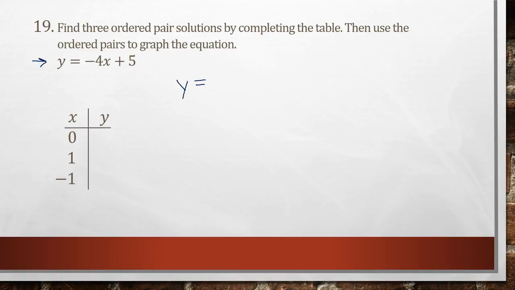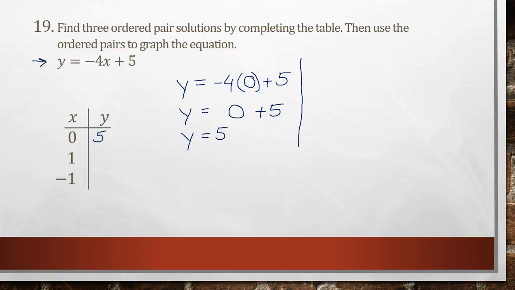corresponding y value. So plugging in 0, I get y equals -4 times 0 for x plus 5. Anything times 0 is 0, so y equals 0 plus 5, and then 0 plus 5 is just 5. So for my first point, I get a y value of 5. Now I have to do it again for the next one to find my corresponding y value for 1.